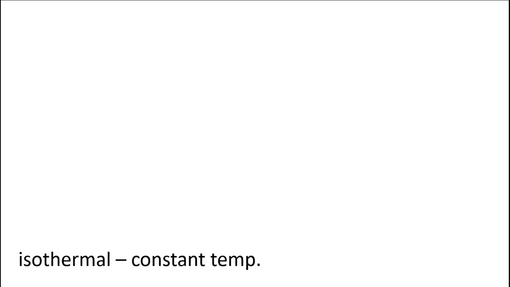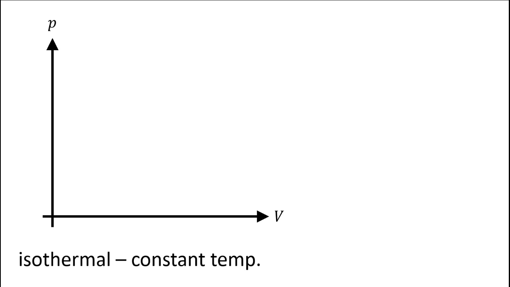Okay, what's our next process? Well, we've kept pressure constant, we've kept volume constant. Now let's keep temperature constant. And that's called an isothermal process. What does the PV graph look like for isothermal processes? It looks something like this.